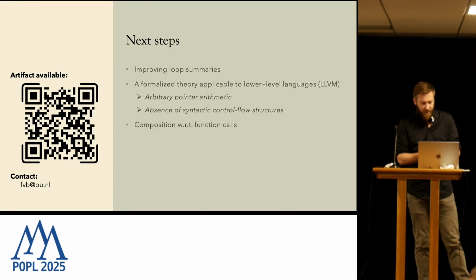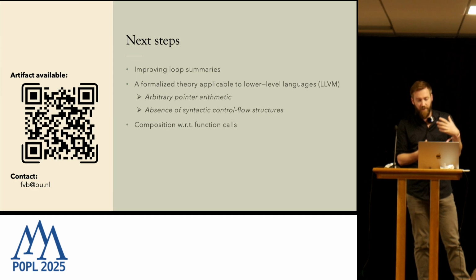Now, as next steps, one of the things that the table I've just shown shows is that we need better loop summarizations. We have implemented a naive technique that only deals with linear variables, and with stronger loop summaries, we would be able to capture more variables, and that would lead to better results.